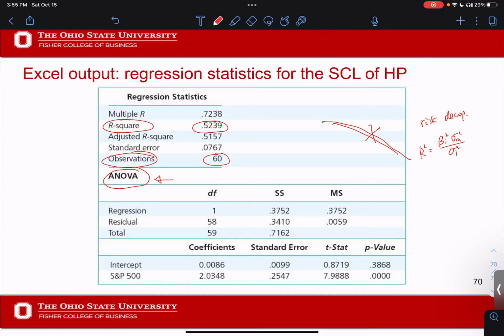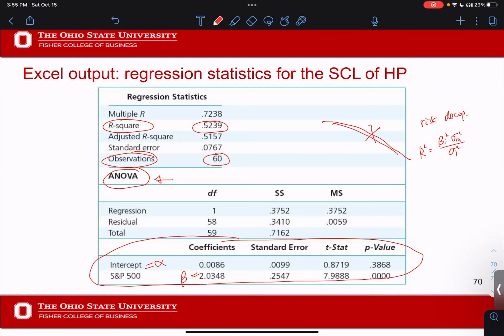Okay, and this part is the most important one. Coefficients. Intercept is basically equivalent to alpha. And the coefficient of S&P 500 is the slope, or the beta. So using the data in the previous slide, we get an alpha equal to 0.0086 and a beta equal to 2.0348.